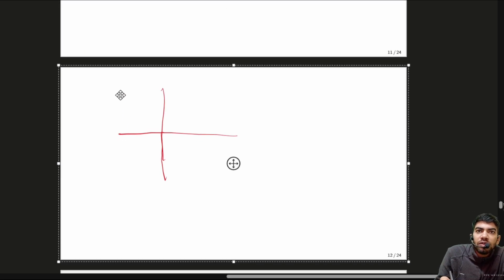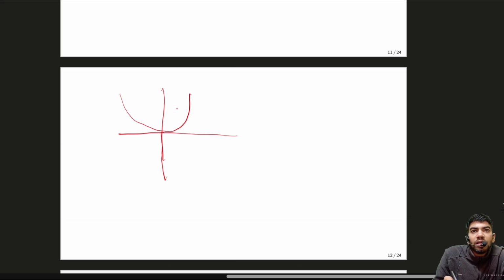If I choose the function y equals x square, then I will draw a line parallel to the y-axis. This cuts exactly 1 point. Every line parallel to the y-axis cuts exactly 1 point.